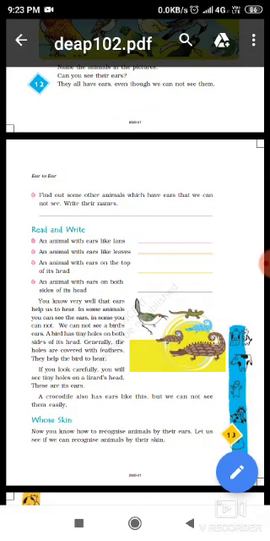Students, you know very well that ears help us to hear. In some animals you can see the ears, in some you cannot. We cannot see a bird's ears if we do not look carefully. A bird has tiny holes on both sides of its head. Generally, the holes are covered with feathers. They help the bird to hear. And some animals like lizard, crocodile, etc. also have tiny holes as ears, but we cannot see them. Understood?